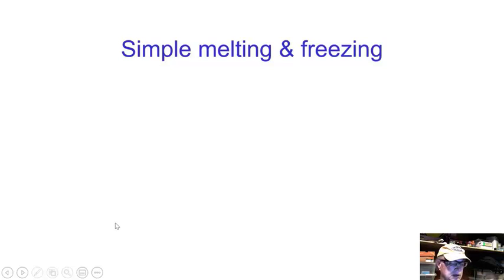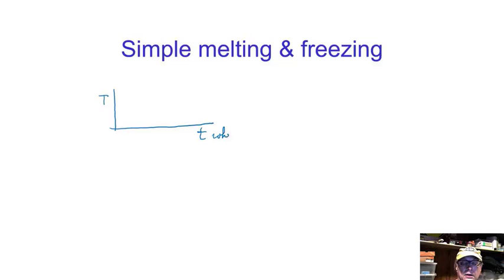Let's just talk a minute about simple melting and freezing. We could be talking about ice or anything. It really doesn't matter what we're talking about here. The nature of the substance is not important yet. Okay, so let's make a plot. The plot will show the temperature we achieve as a function of time when adding heat.